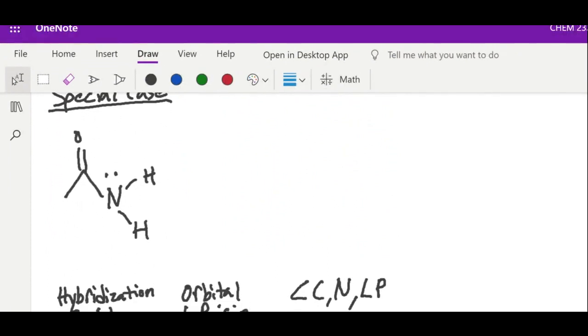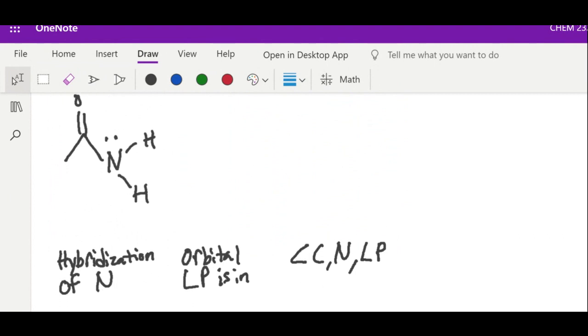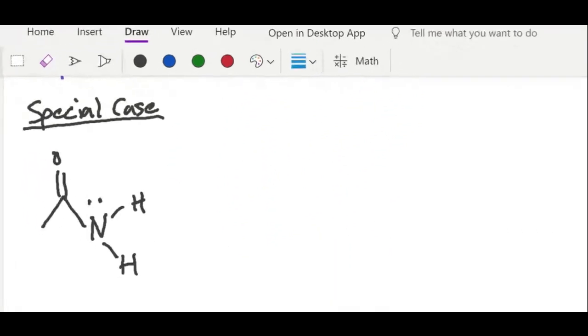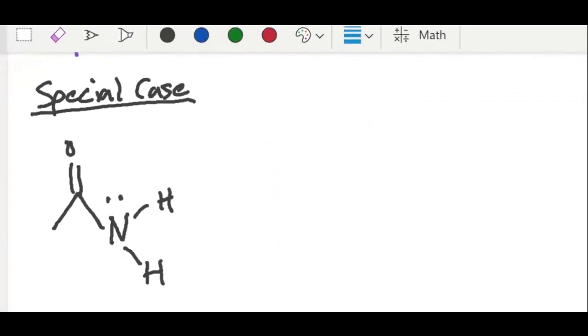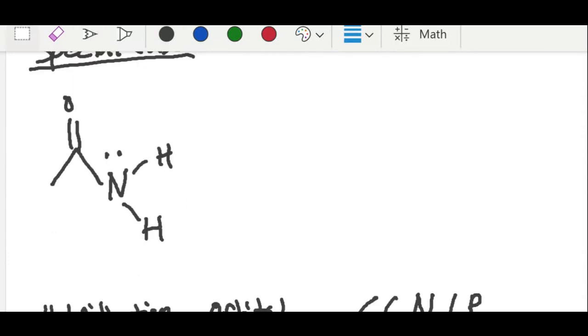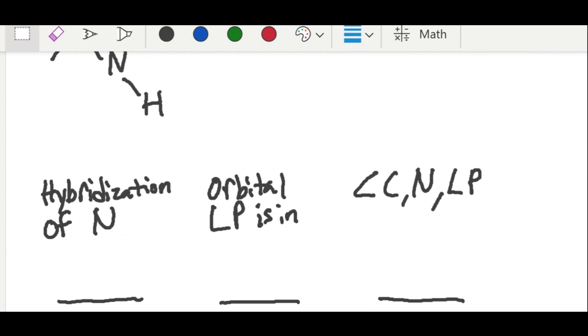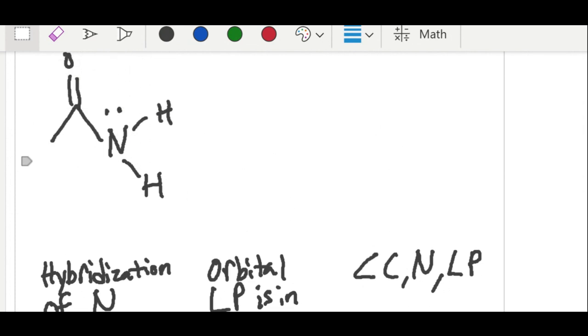Looks like it doesn't zoom out any more than that. Okay. So we'll talk about this for now. Okay. So I want to know the hybridization of nitrogen, the orbital the lone pair is in, and the bond angle. That's what this symbol is. The angle between carbon, nitrogen, and the lone pair attached to nitrogen. Okay?